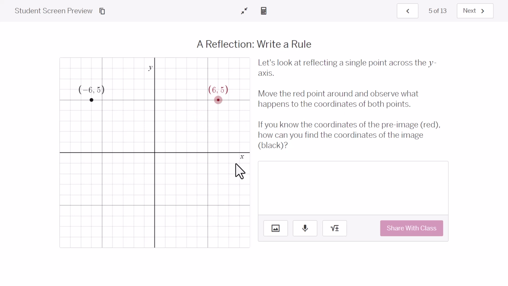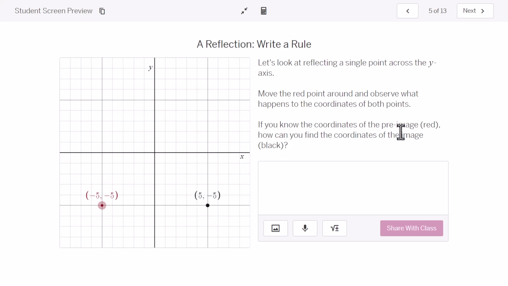I'm just going to move my red one here. And I notice that the coordinates are 6, 5 in my pre-image and -6, 5 in my image. Let me see what happens when I move it a little more. Now I notice that in my pre-image, the coordinate 7, 1 changes to -7, 1. So the 2 numbers are the same, except the first number, the x value, is opposite. Move it a little bit more, see what happens. Yep, that first number in each coordinate is opposite. The second number in each coordinate is the same.